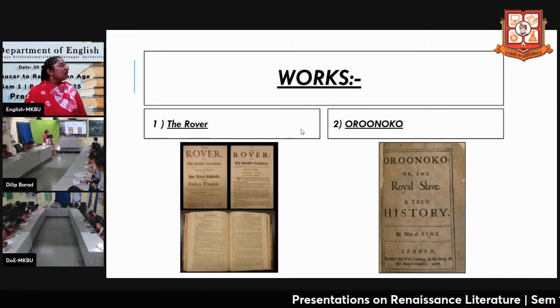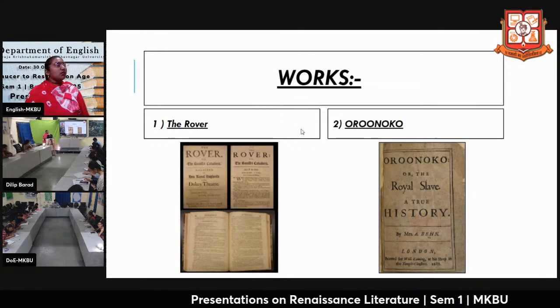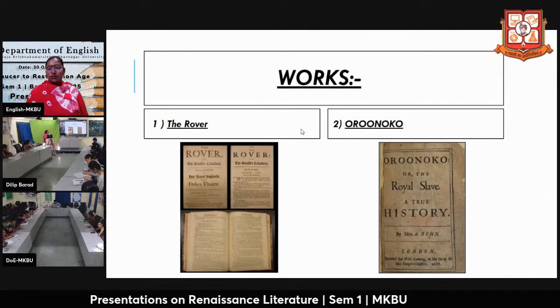This is her work. The Rover is a famous work of Aphra Behn's.